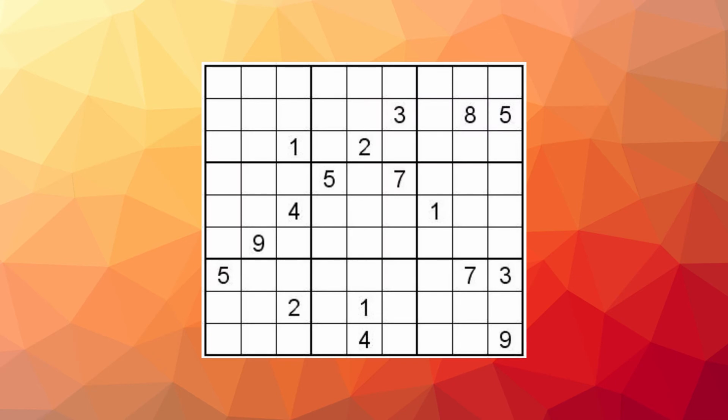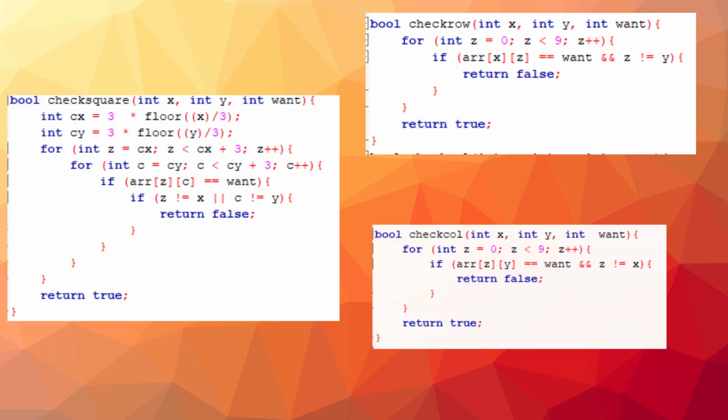Well, we'll start with all the empty cells being 0, and the ones with numbers are just those numbers. So we have a 2D array of integers. Zeros means the input cell was empty and we have to fill it. And we also need three functions that return a bool, basically telling us if we can put a certain number in that cell. One function is for rows, one for columns, and one for squares.